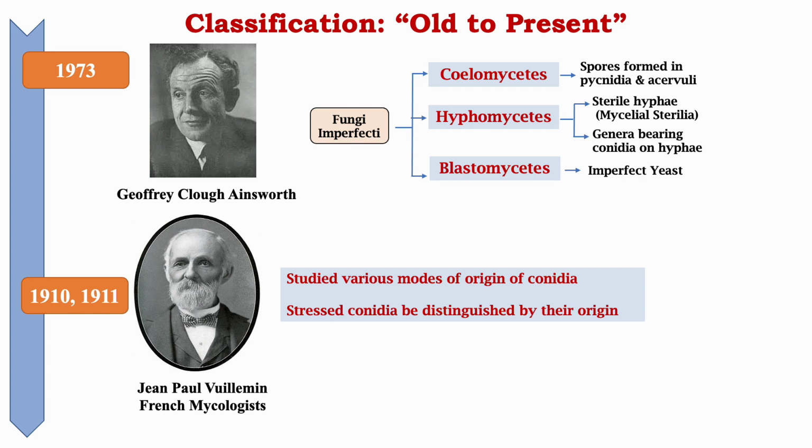And the third class is Blastomycetes. All imperfect yeasts are grouped under Blastomycetes.